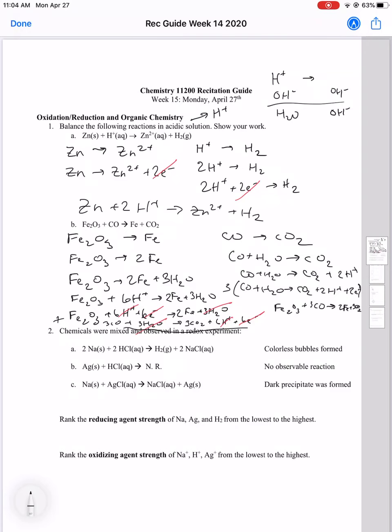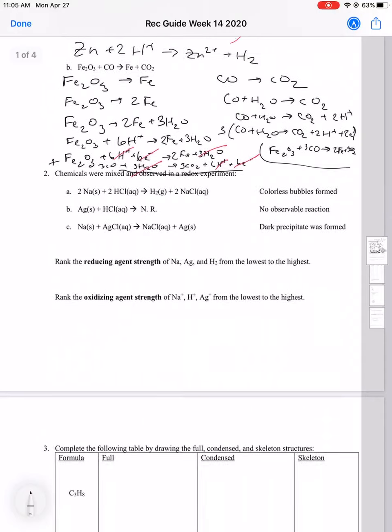I didn't do this on the last one, but we can check and make sure all of our charges and atoms equal each other. So all 4 compounds have 0 charge, so that's good. 2 irons, 2 irons, 3 oxygens plus 3 oxygens is 6 oxygens, and 3 carbons, 3 carbons. So there is our final answer.